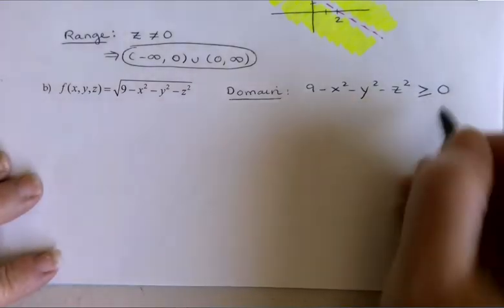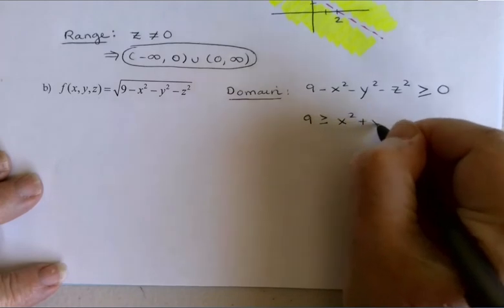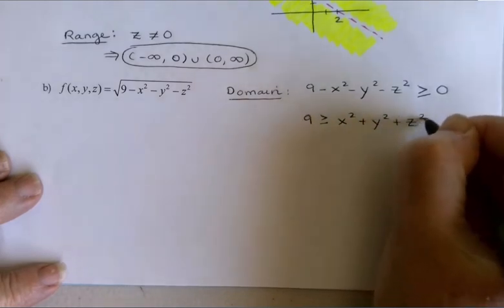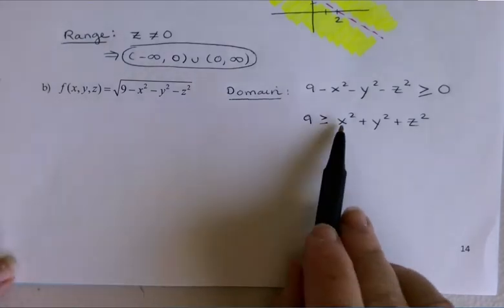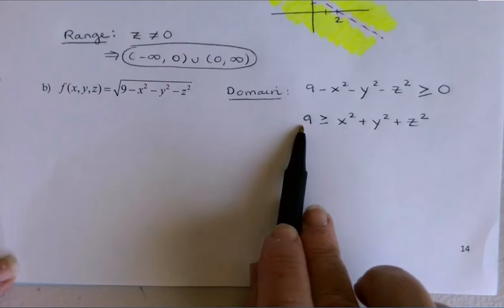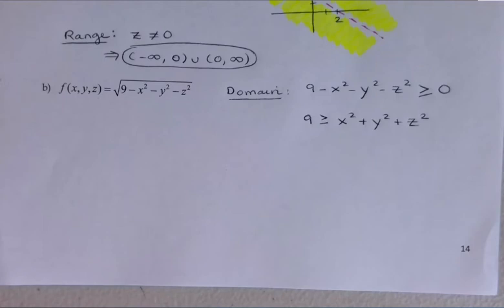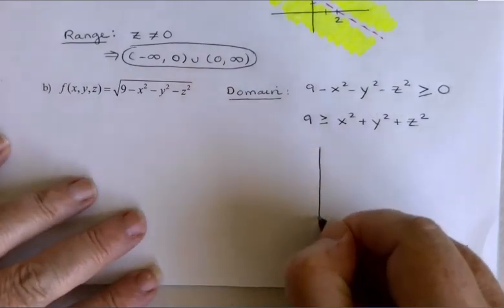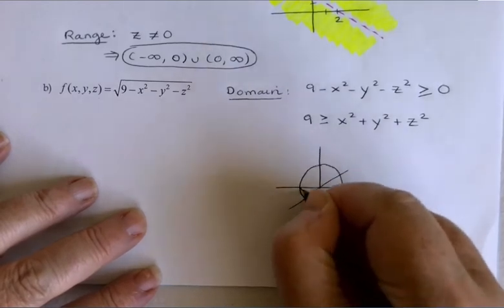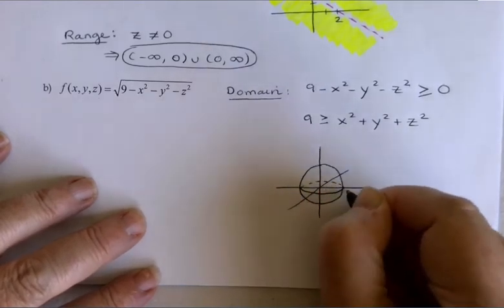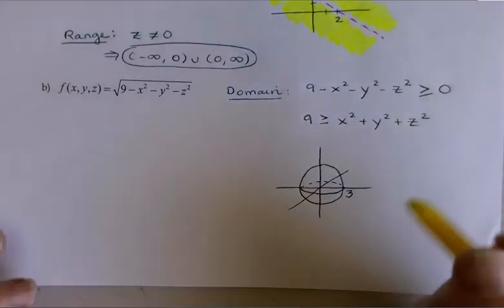All right, if I move all of the variables to the right-hand side, that says that 9 is greater than or equal to x squared plus y squared plus z squared. With the equality, this would be a sphere of radius 3. And since this is all less than or equal to that, we're looking at the inside of a sphere of radius 3. So if I were to sketch my domain, there's that sphere of radius 3 from the 9, and I would shade in everything inside of it.